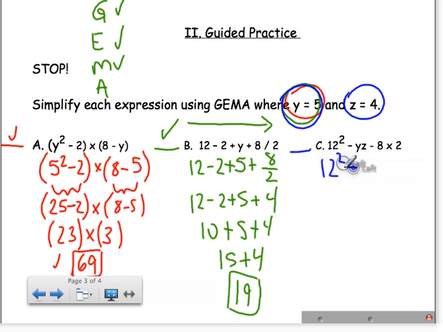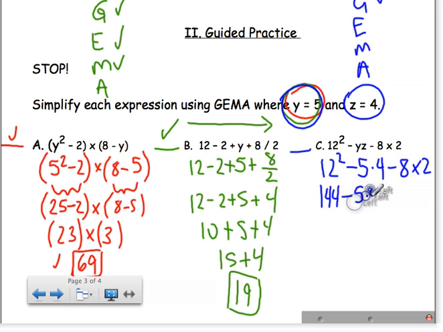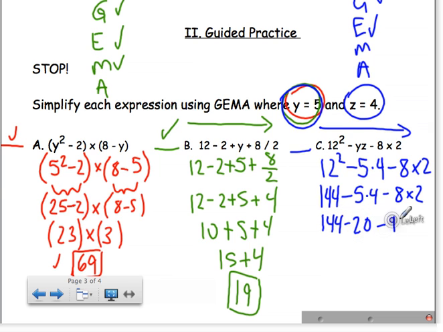You have 12 squared minus yz, so that means really 5, because that's y, times 4, because that's z, minus 8 times 2. I'll write it up here to remind me how I simplify this. There's no grouping symbol, so that's already done. There are exponents, 12 squared, so that equals 144. And I'm just going to rewrite everything else. And I'm done with the exponents. There is multiplication. I see it twice, so I'll do it in the order that I go, from left to right. So 144 minus 5 times 4, that's 20, minus 8 times 2, that's 16.